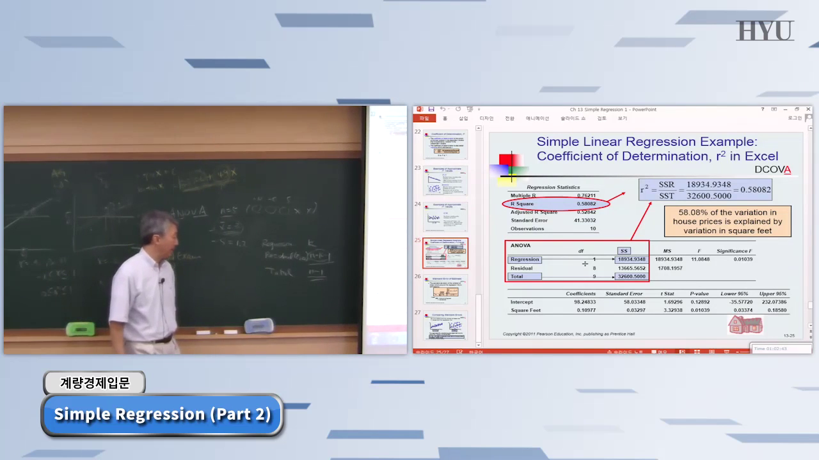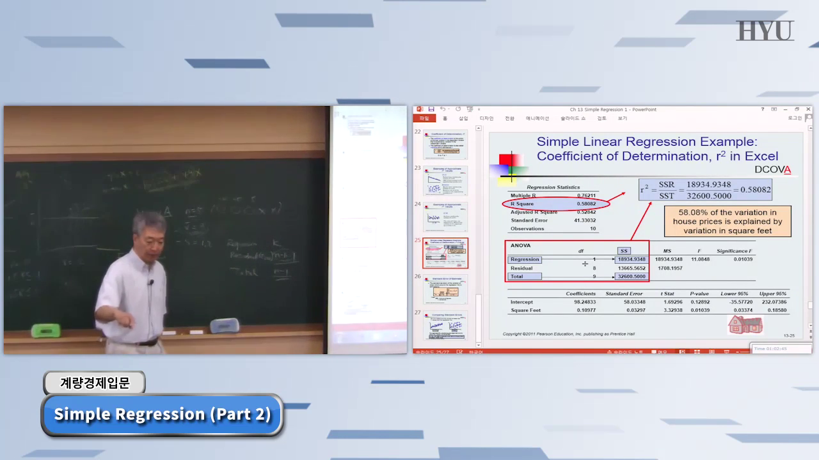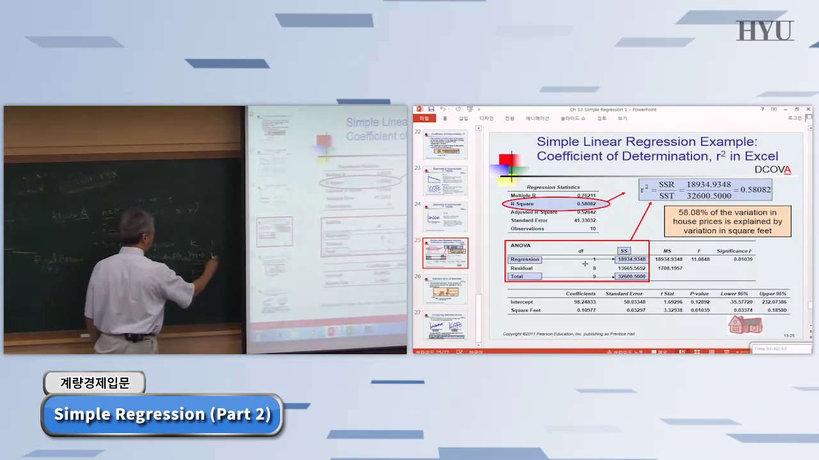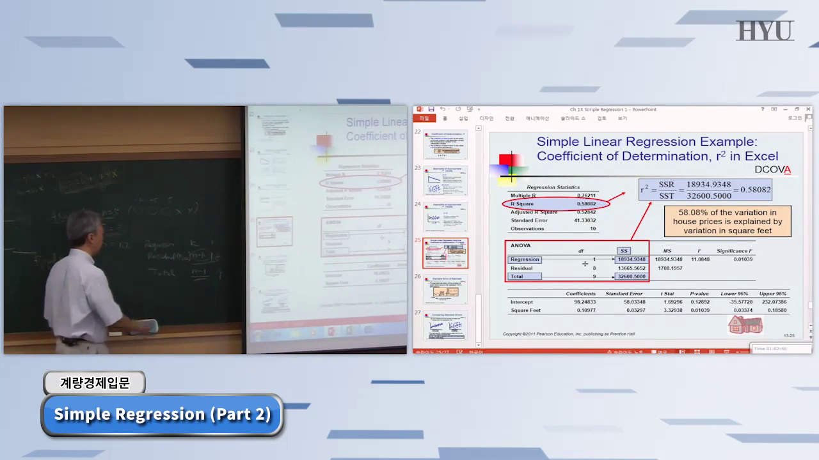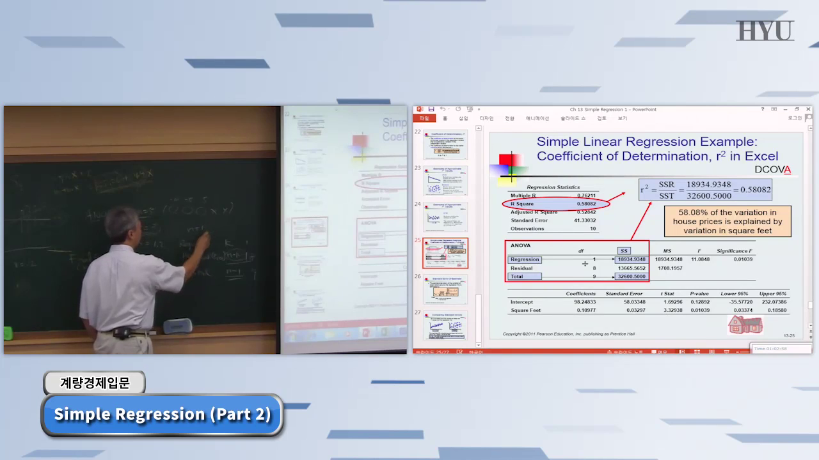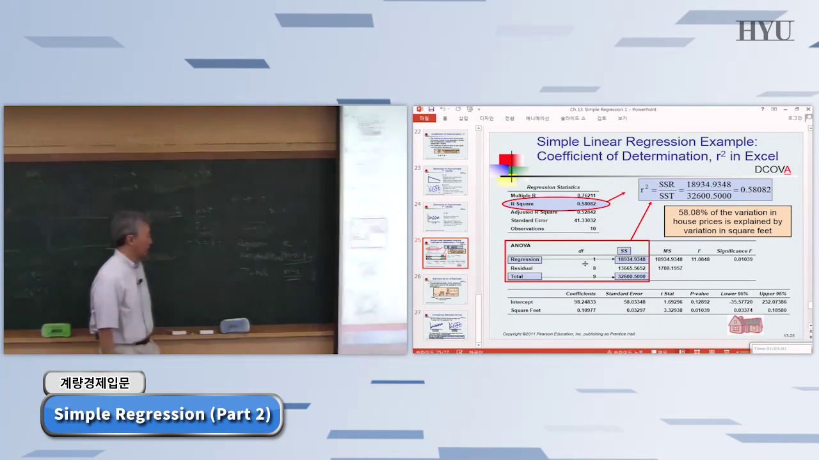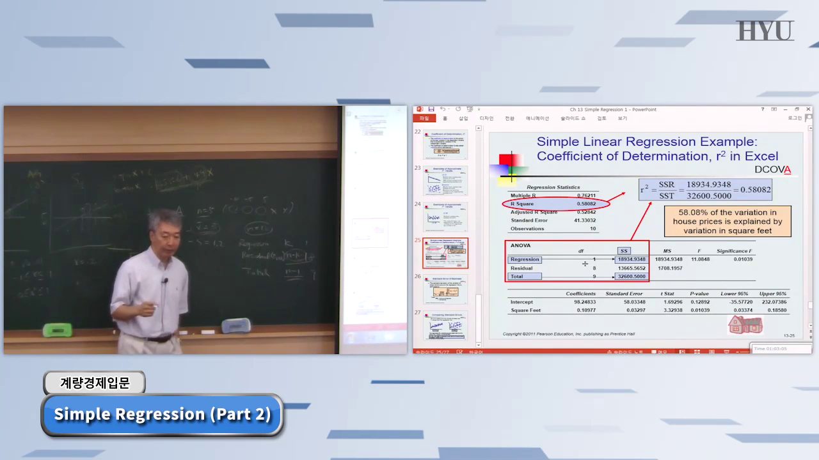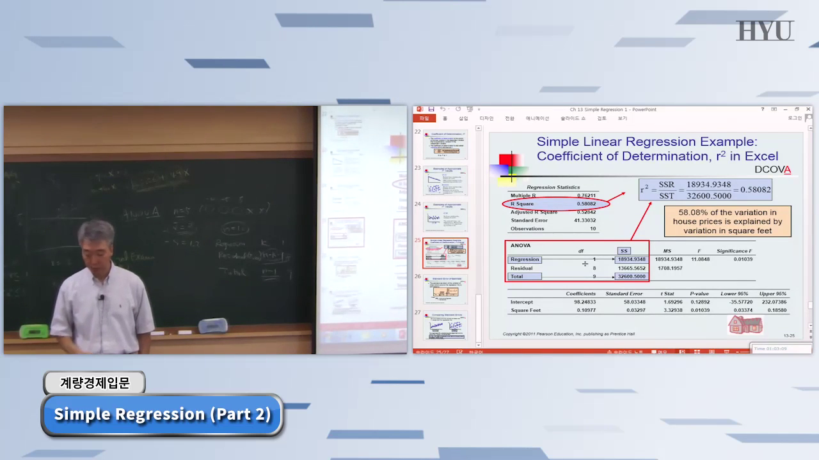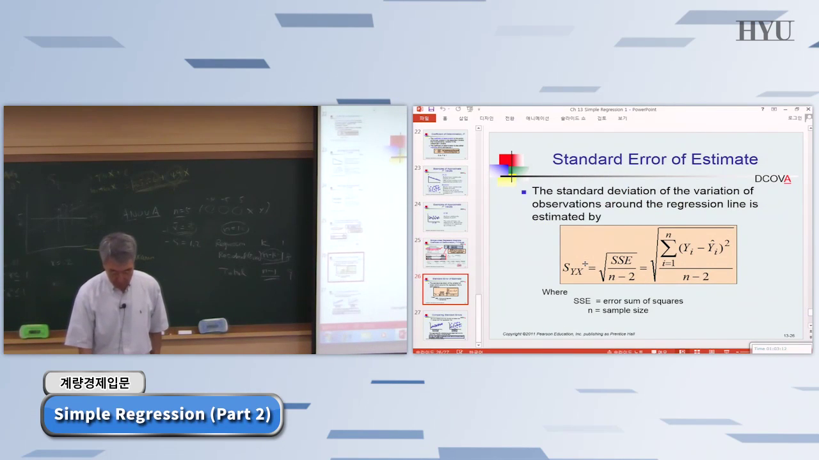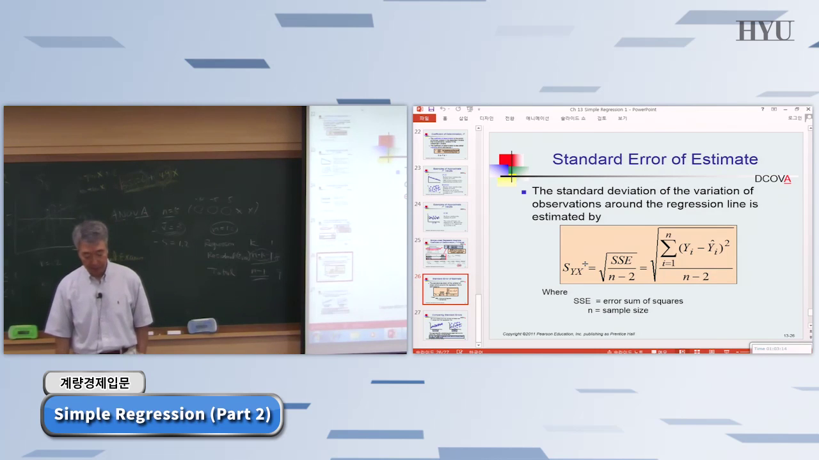All right? So we're talking about simple linear regression in this example. We have only 1 independent variable, so the degrees of freedom for regression is 1. If you have n is 10, with 1 independent variable, the degrees of freedom for error is n minus 2, 8. So we have SSE divided by n minus 2.